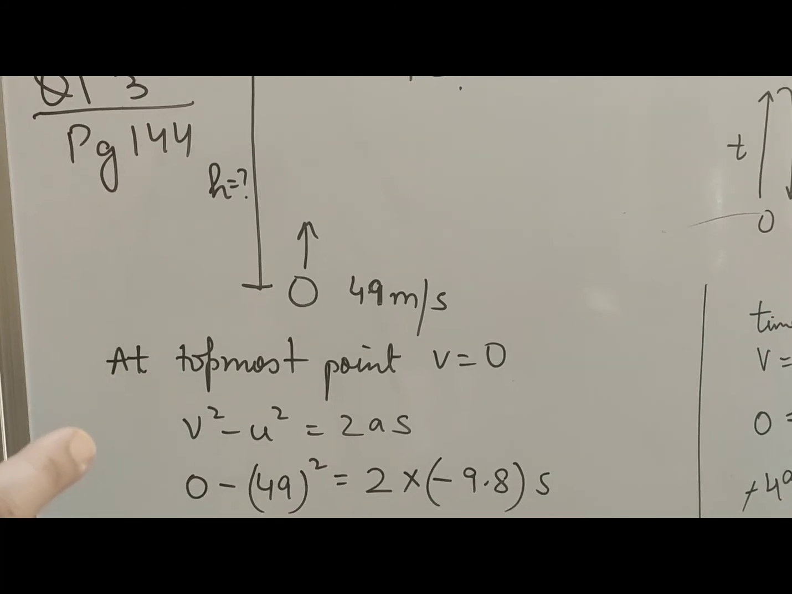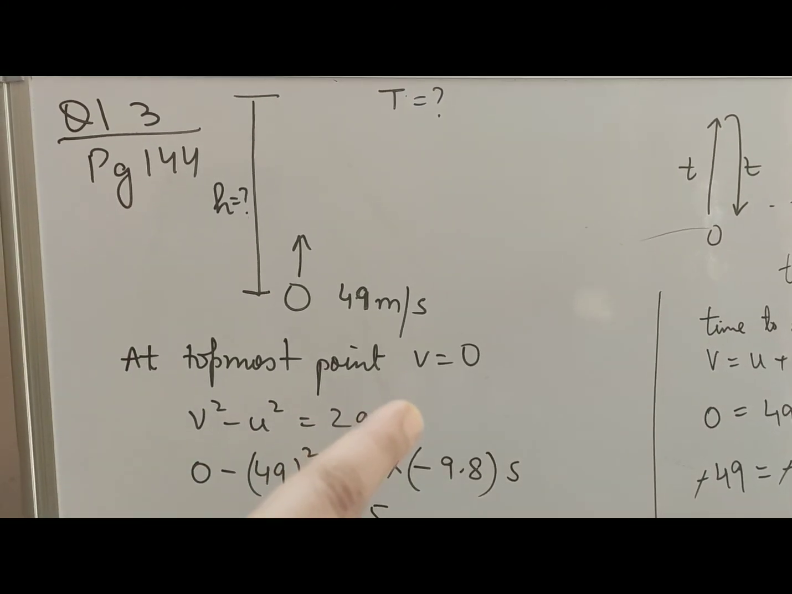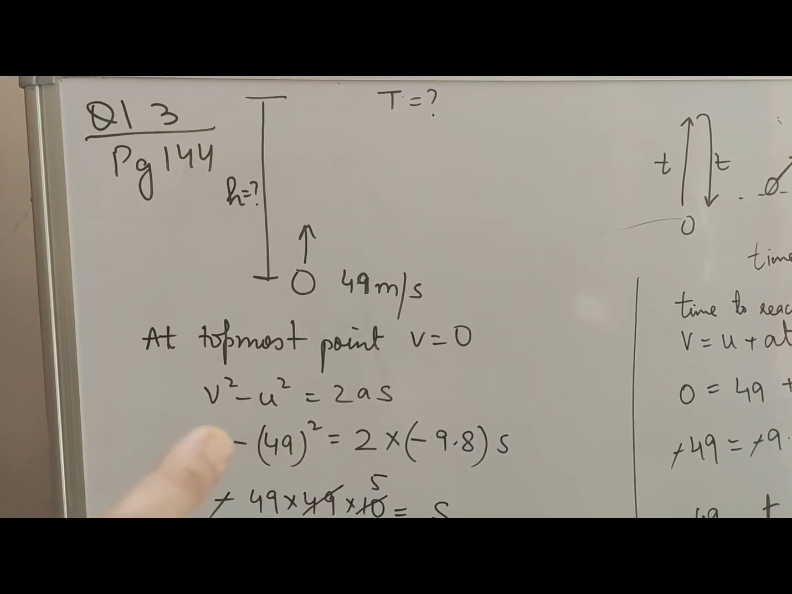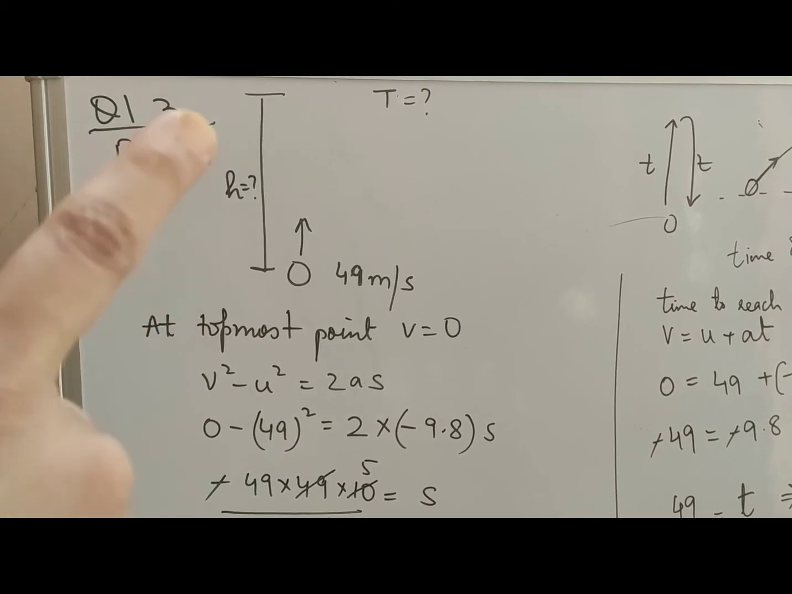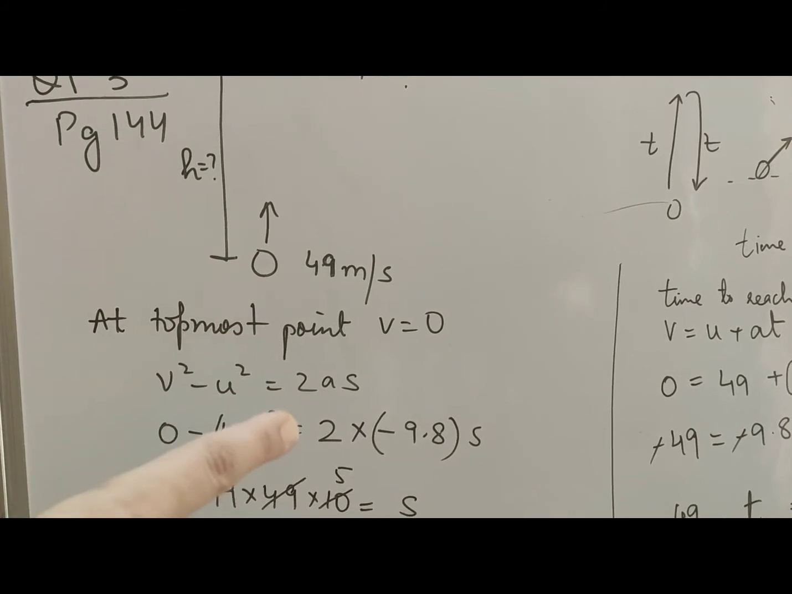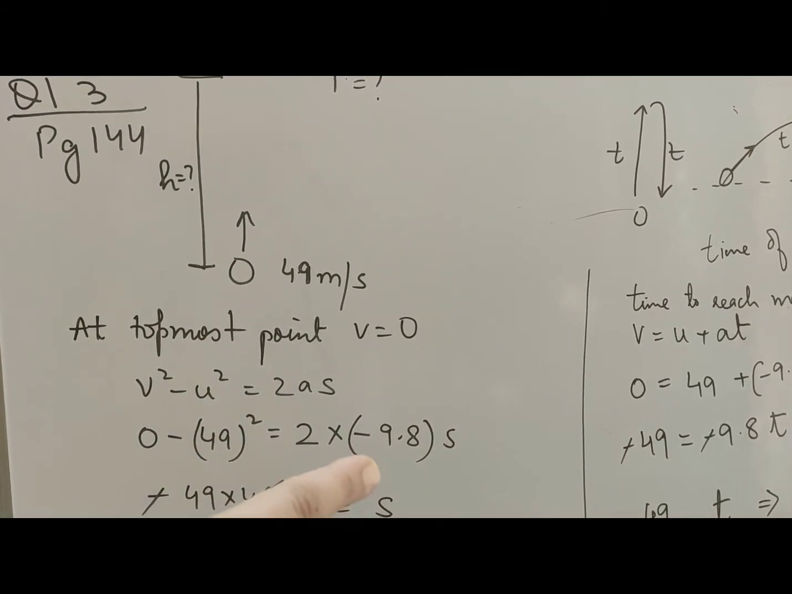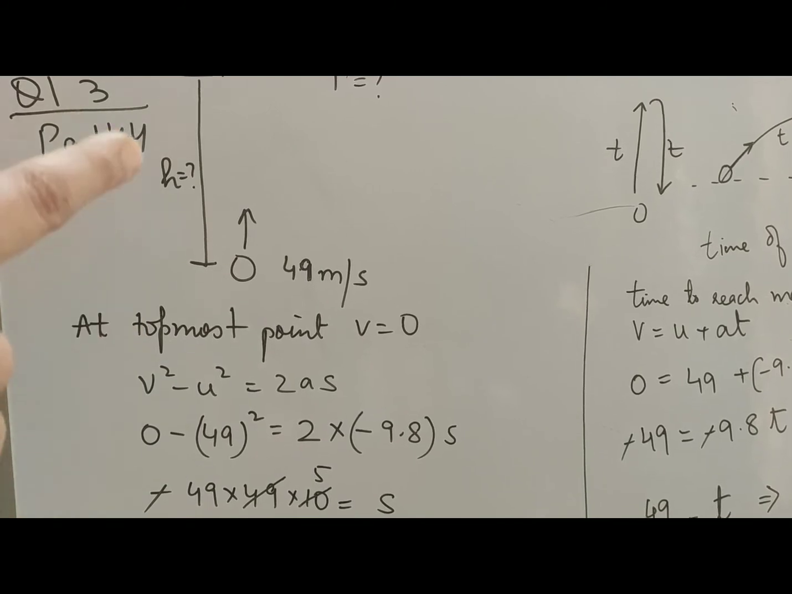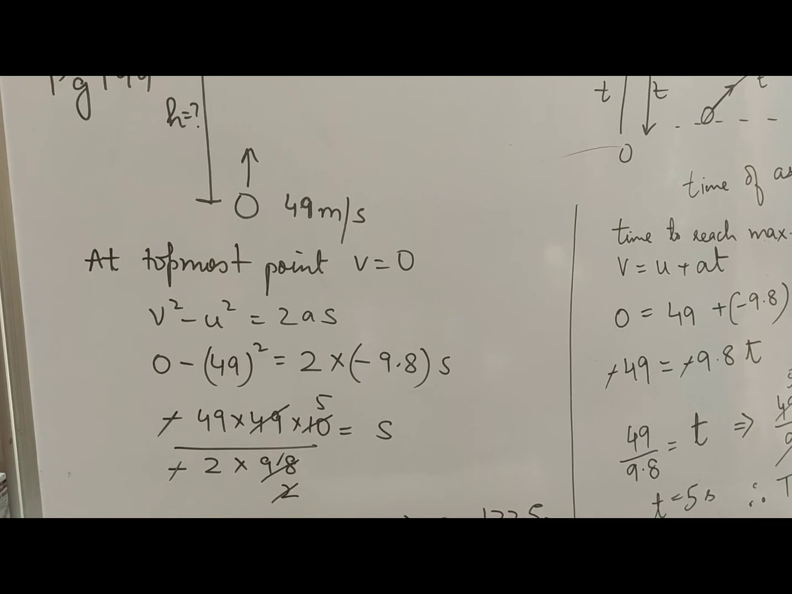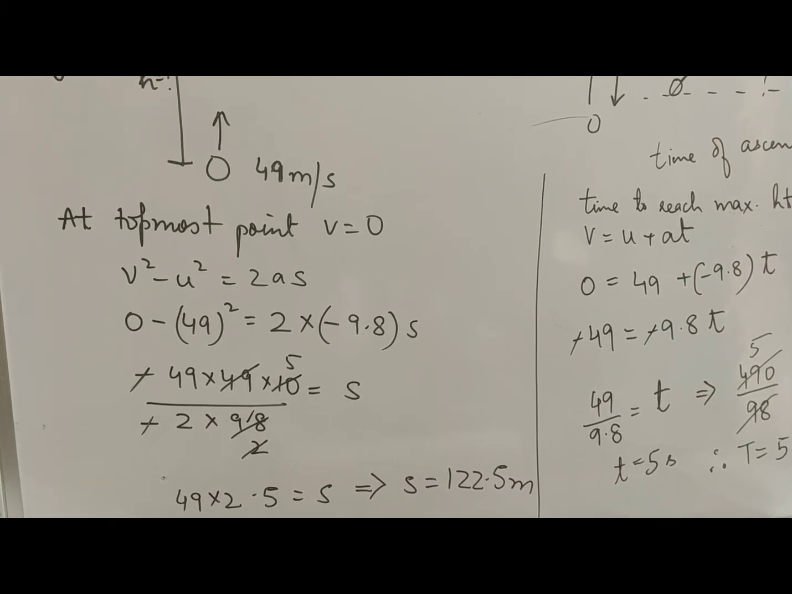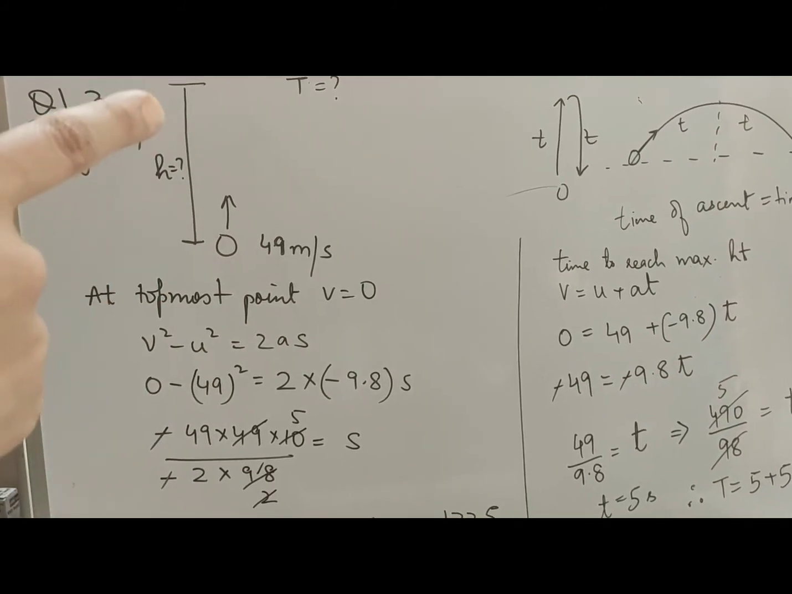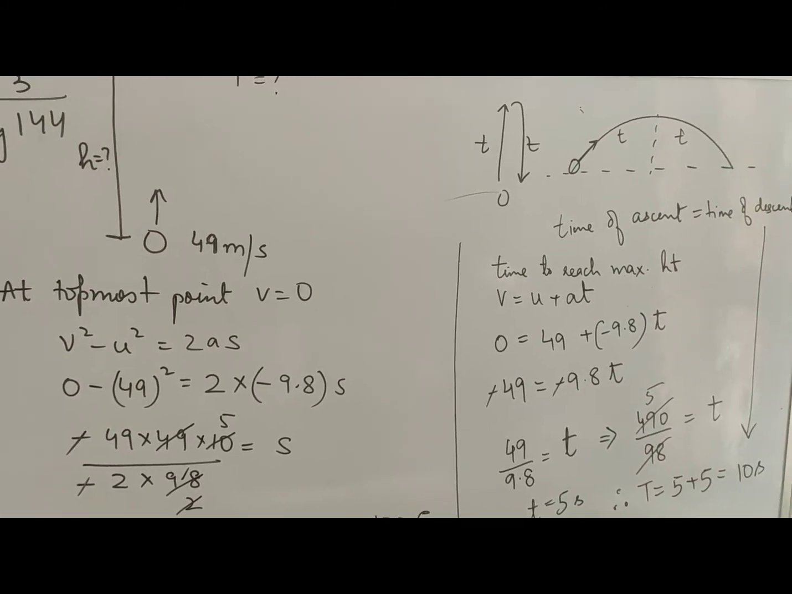For that we use the concept that at the topmost point the final velocity is 0. So using the third equation, v square minus u square is 2as, putting the values, v square is 0 at the topmost point, u square is 49 square, 2 as it is from the formula, acceleration due to gravity is minus 9.8, and s, or the displacement or the height, is to be calculated. Rearranging the terms and cancelling out the common terms, we get the displacement as 122.5. So that is the maximum height this object will reach when it is thrown with 49 meter per second.